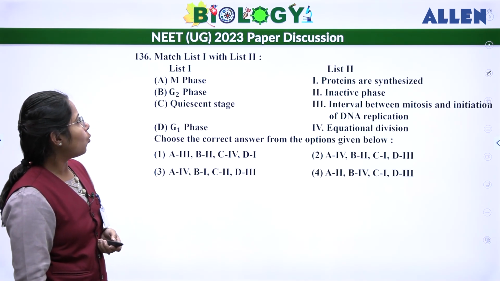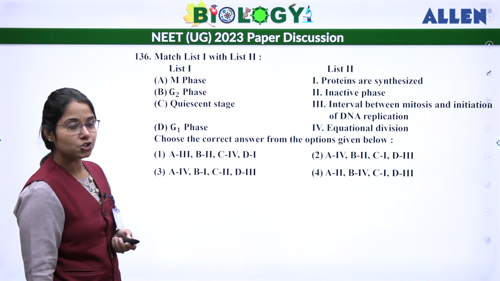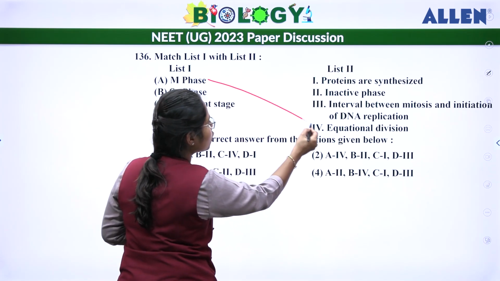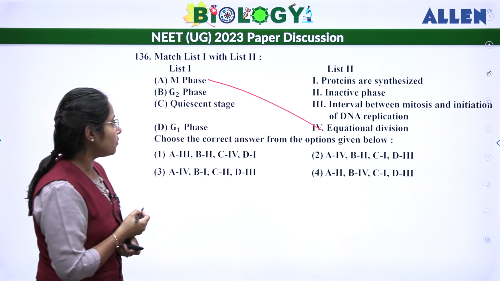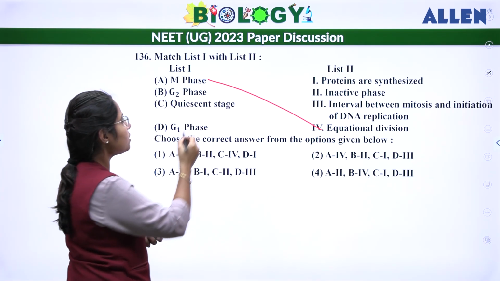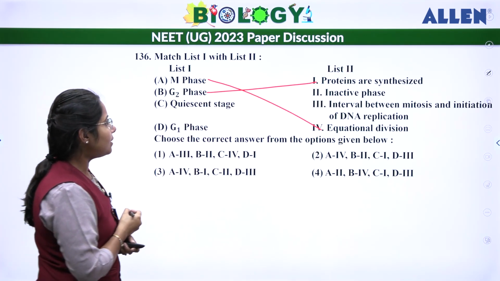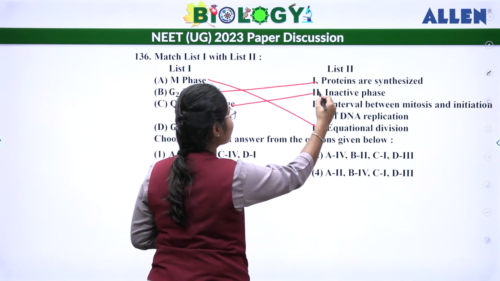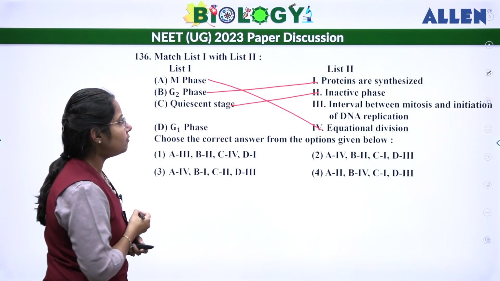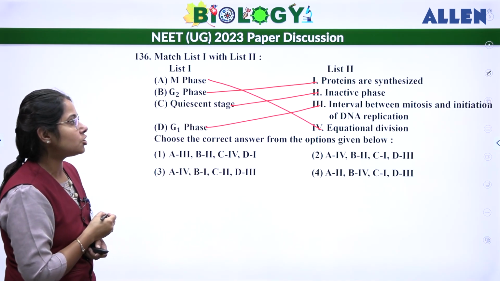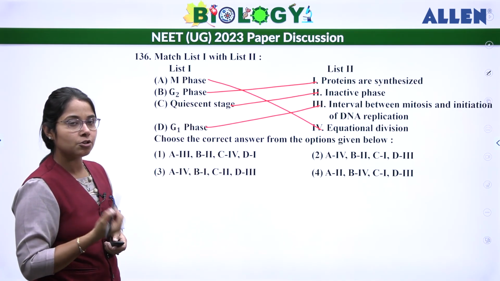Now list 1 and list 2, so we have to match the columns. M phase is your equational division. G2 phase is where the proteins will be synthesized. Quiescent stage will be your inactive phase, and the G1 phase is the interval between the mitosis and the initiation of your DNA replication, that is your S phase.